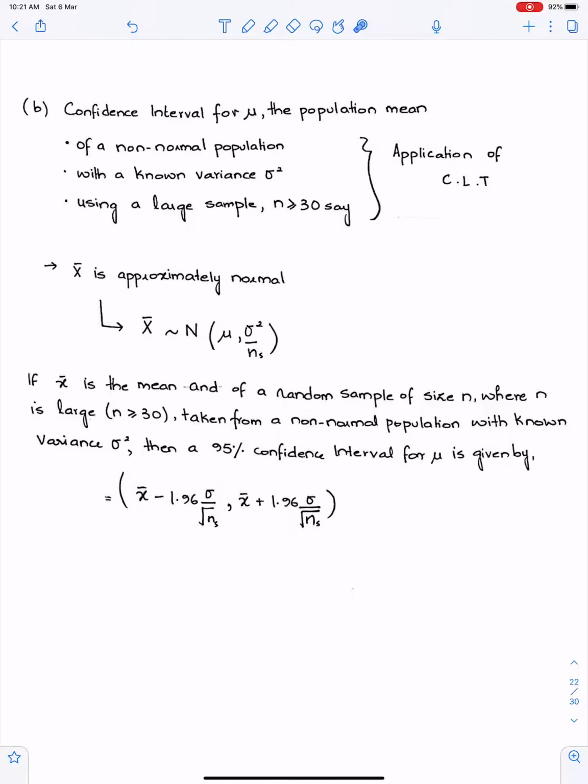Well, this is the formula of the confidence interval for this case. I'm writing the formula of the confidence interval for mu here for this case. It is X bar plus minus Z sigma over root n. You should learn this formula for this case.